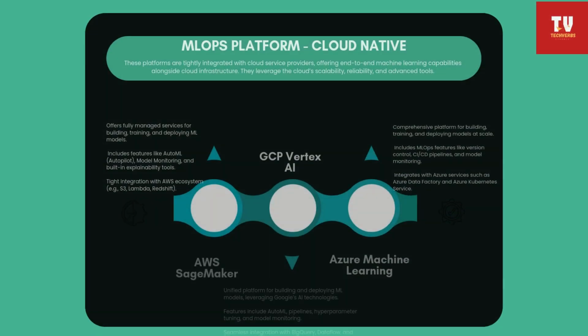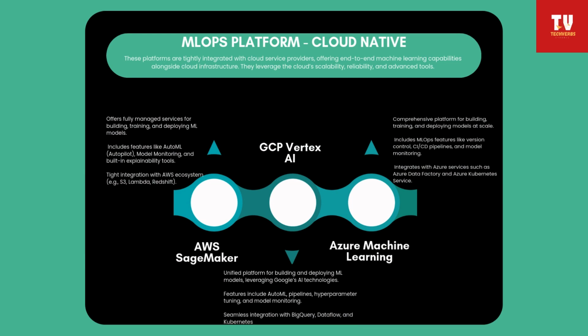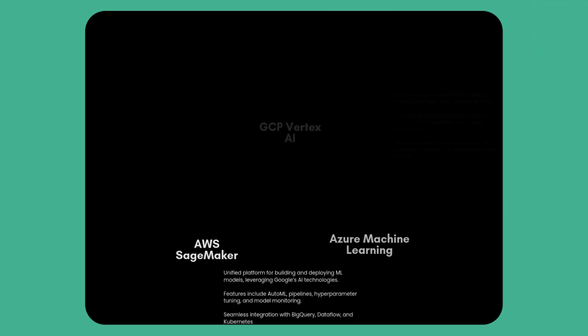There are 2 types of MLOps platforms: cloud-native and independent. Cloud-native platforms like AWS SageMaker, GCP Vertex AI, and Azure ML are tightly integrated with cloud services, offering scalable solutions and seamless deployment pipelines. They're great for teams looking for end-to-end solutions with minimal setup.